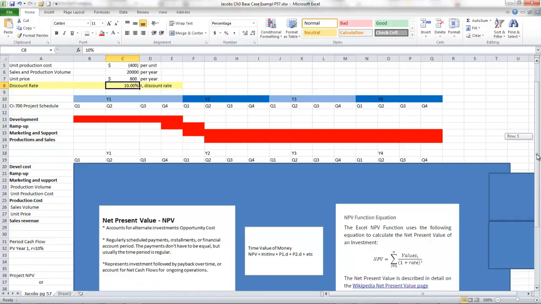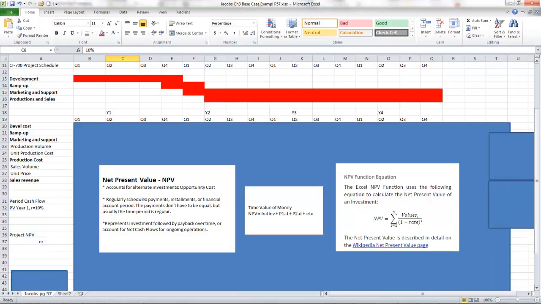That's what the net present value is really talking about. So the net present value here accounts for alternate investments. It's the opportunity cost. This is directly what we've been talking about, how do we figure out which of two different investments to make? Well, this is one example of how to do that. It has to do with regularly scheduled payments, installments or financial account periods. The payments don't have to be equal, but usually the time period is regular.